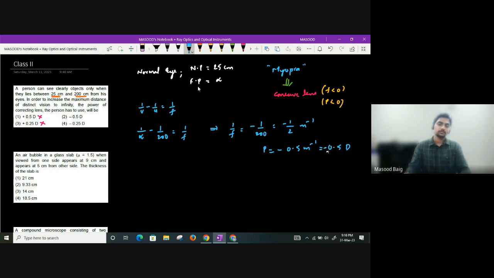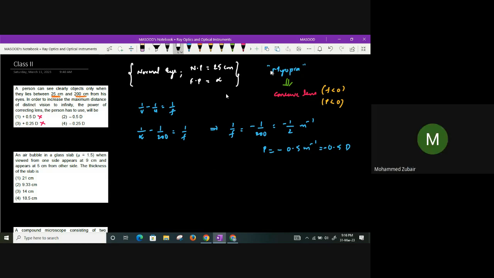Clear, all of you? Normal human eye: near point 25 centimeters, far point infinity. Far point less than infinity means it is a myopic eye. Near point more than 25 centimeters means it will be a hypermetropic eye. Myopic eye is corrected by using a concave lens. Hypermetropic eye will be corrected by using which lens? Convex lens.